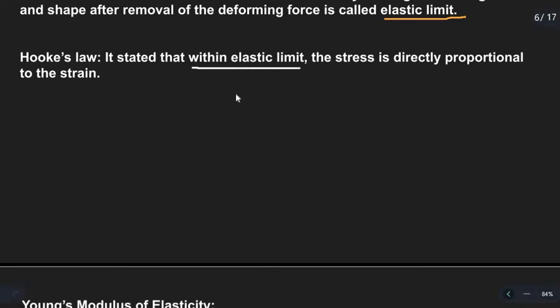ओके, सो हुक्स के अनुसार आपका स्ट्रेस जो होता है, लेट मी राइट इट द मैथमेटिकल फॉर्मूला। सो स्ट्रेस इज डायरेक्टली प्रोपोर्शनल टू योर स्ट्रेन। Okay, so let me write it in short form. Now stress directly proportional to strain. Now हमें अब क्या करना है, ये proportionality को हटाना है. So we will use a proportionality constant. I'll write stress as S, मैं stress को S लिख रहा हूँ, and I'll give equal sign.